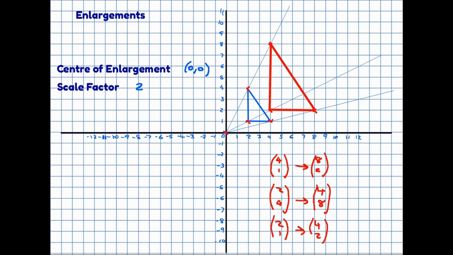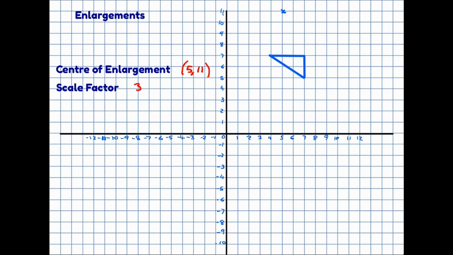So each point of the new triangle is twice the distance away from the origin, and if you count the squares, each side of the new triangle is twice the length of the old one, and we have enlarged it from the origin, the center of enlargement.